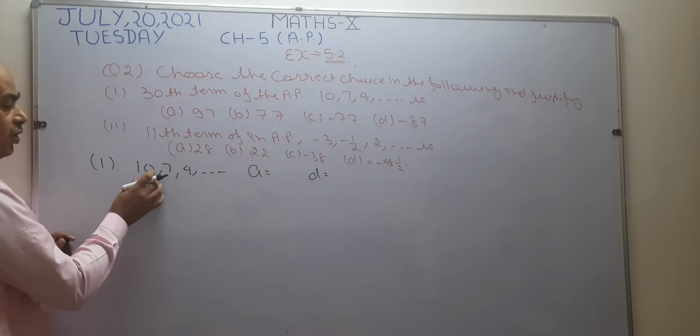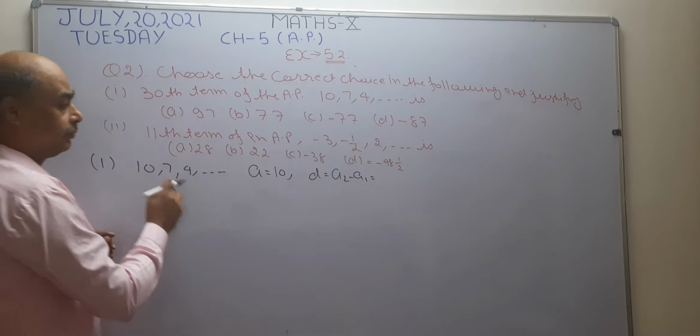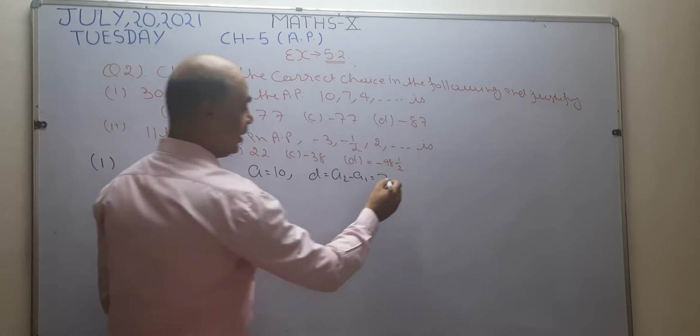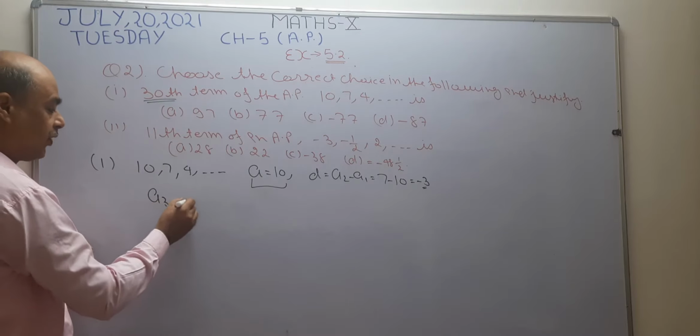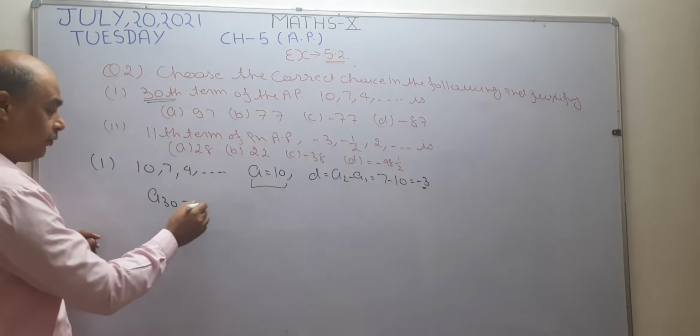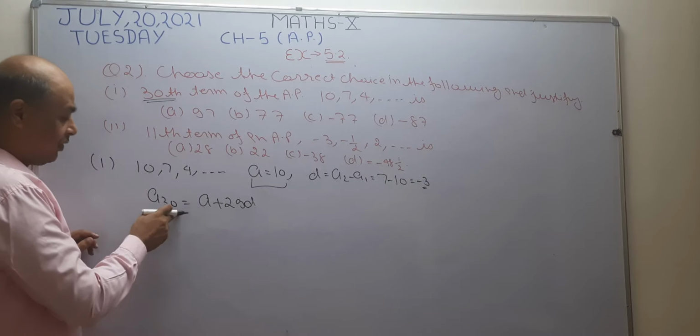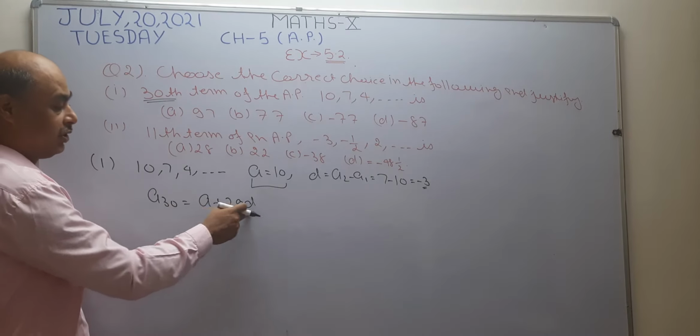What is the value of A2? Second term of AP, 7. And the first term of AP is 10. Right here 10. So this becomes minus 3. So value of A is 10 and value of D becomes minus 3. Now in this question we have to find the value of 30th term of an AP. How do we find the value of 30th term of AP? Formula is A plus 29D.